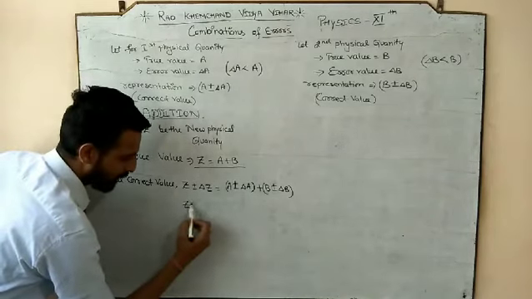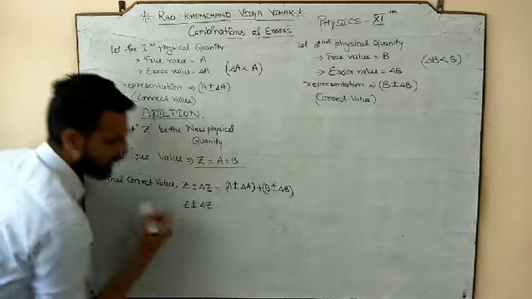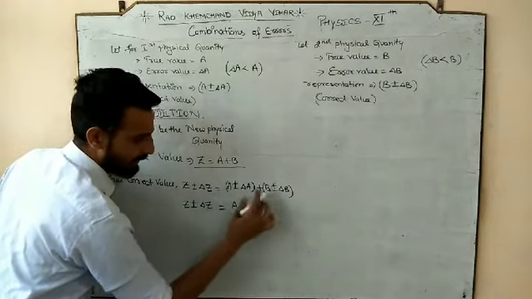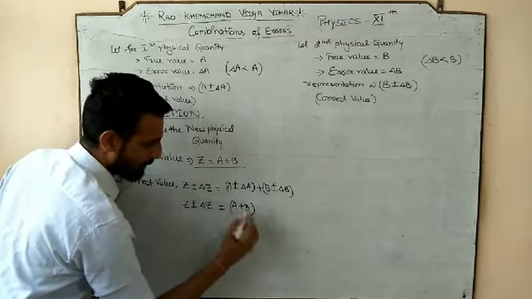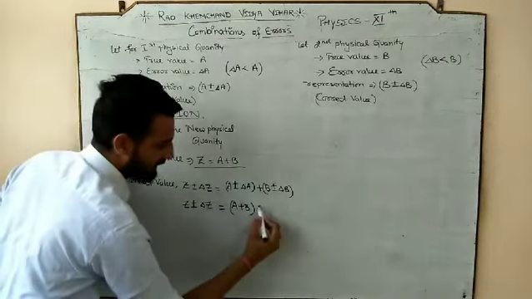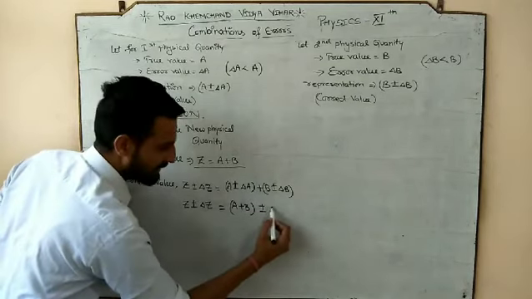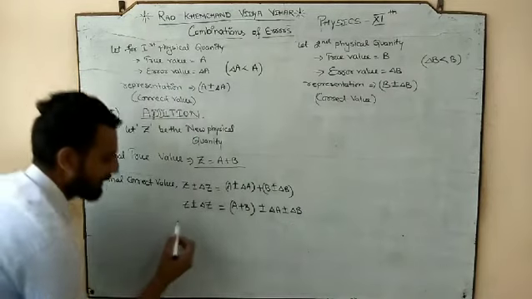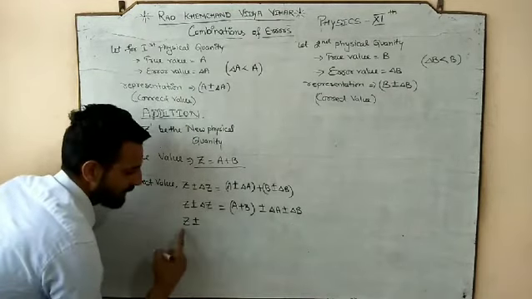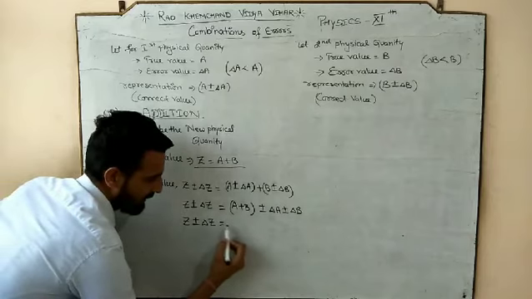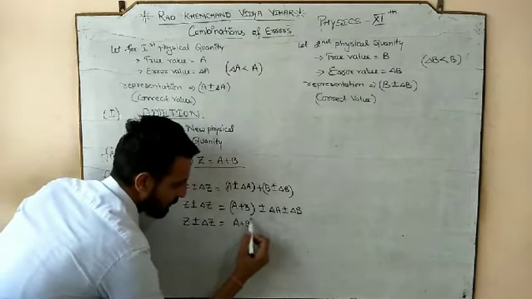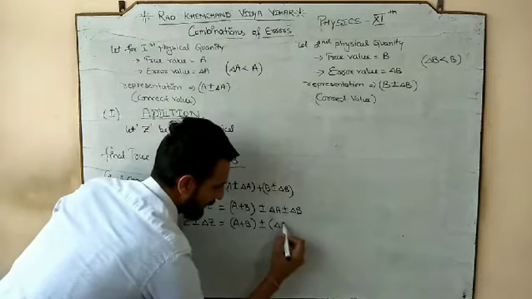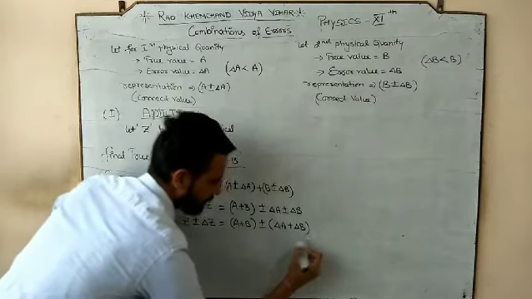Let us try to perform. So Z plus minus delta Z is equal to, if you open, you will get A plus B, plus minus delta A and plus minus delta B. So if we try to rearrange, Z plus minus delta Z is equal to A plus B plus minus delta A plus delta B.